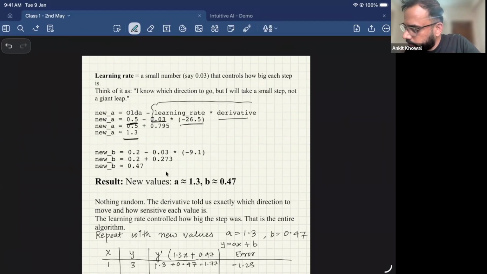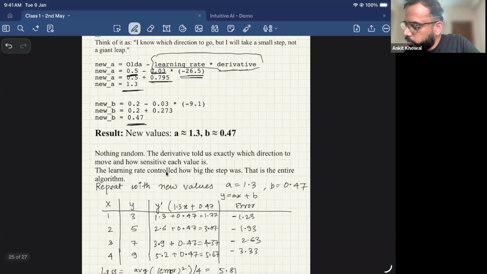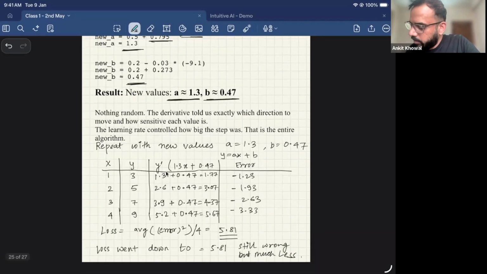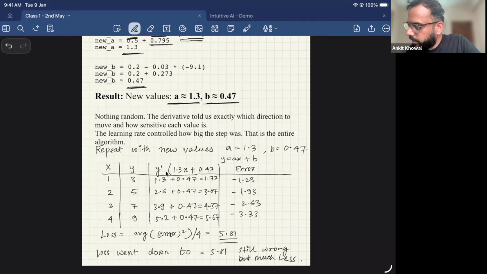Just learning rate into derivative, right? So 0.3 into this comes out to be this, and then my new A is this. Similarly, my new B is this. So my new values with which I want to try are A equal to 1.3 and B equal to 0.47. Again, I will repeat the same thing with A equal to 1.3 and B equal to 0.47, correct? I will substitute the whole thing and figure out the overall loss that I have. When I compute the loss overall, I will get 5.81.